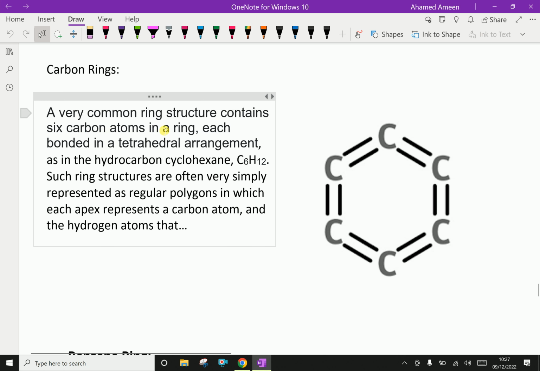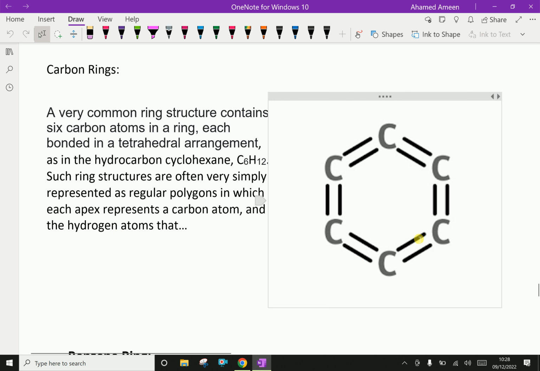A very common ring structure contains 6 carbon atoms in a ring, each bonded in a tetrahedral arrangement, as in the hydrocarbon cyclohexane, that is C6H12. Such ring structures are often very simply represented as a regular polygon in which each apex represents a carbon atom and the hydrogen atoms attached to it. Here this is a carbon ring, with each carbon having 4 bonds with others.